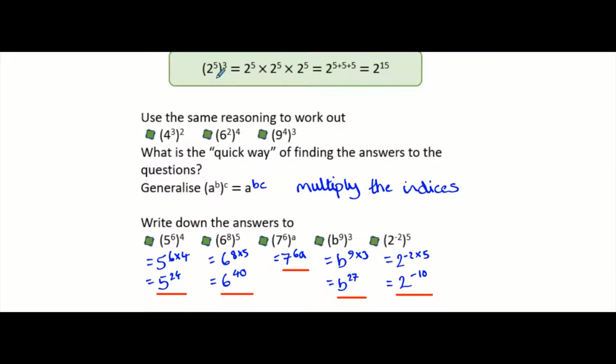Okay, so this is the rule where if you have something in brackets to a power, also known as a power of a power, you multiply the indices. You can see from the example, 2 to the power of 5 cubed means 2 to the power of 5 times itself 3 times, and then that means you would be adding up the 5 3 times, also known as 3 times 5. So the answers to the remaining questions are here.